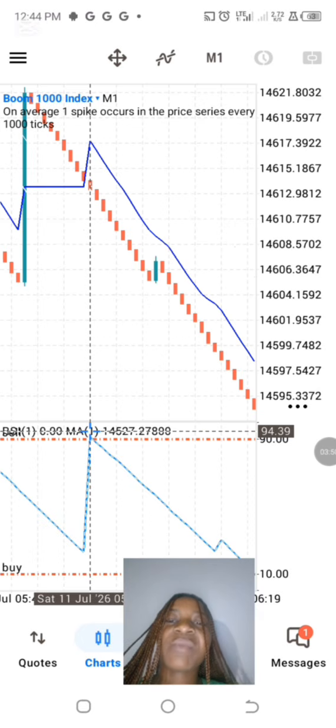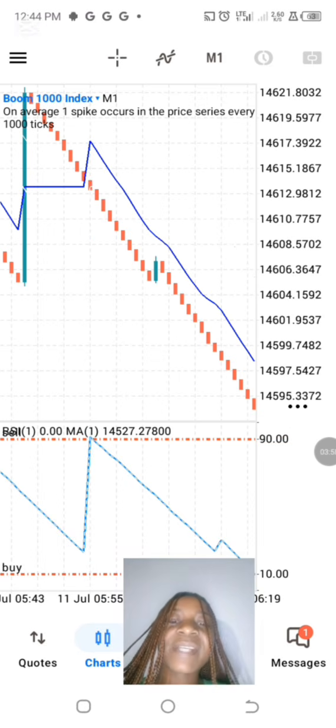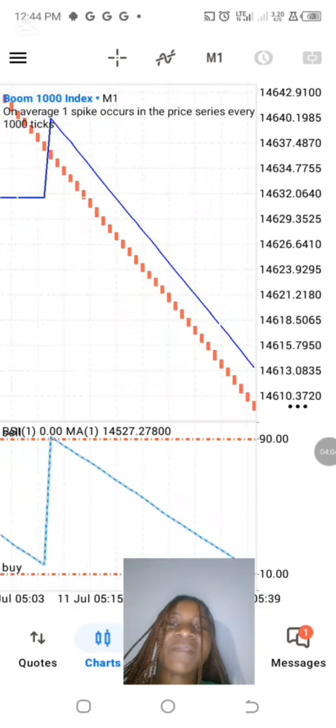We are selling on 1 minute time frame in boom as well as in Gainex, and we are taking 10 candles. So let's backtest together and look for other examples where the strategy was powerful, where the strategy was effective.